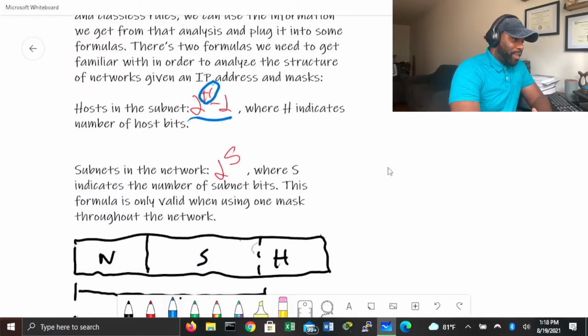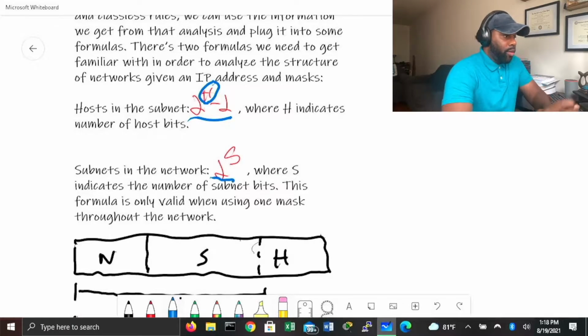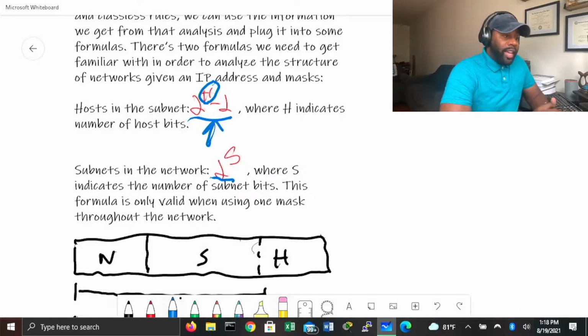Now, when it comes to subnets in the network, we're going to have 2 to the S, where S indicates the amount of subnet bits in the IP address. See, this is where the classful rules come into play, because we're going to have to split this IP address up into 3 parts and use the information that we get from that to figure out how many subnets are in the network, and of course how many hosts are in each network, right?